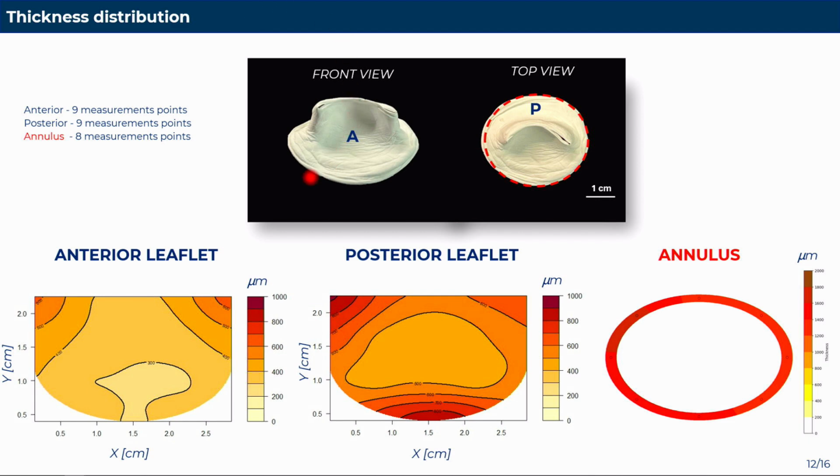This is actually the first valve fabricated, where you can see the thickness distribution along the anterior leaflet, the posterior leaflet, and then the annulus. And I would like to highlight how this thickness distribution could be tuned by varying the size of the collector, but also by varying the time, in order to reach physiological thickness values, but also above physiological. As mentioned before, we know that the thickness changes with the age of the patient.